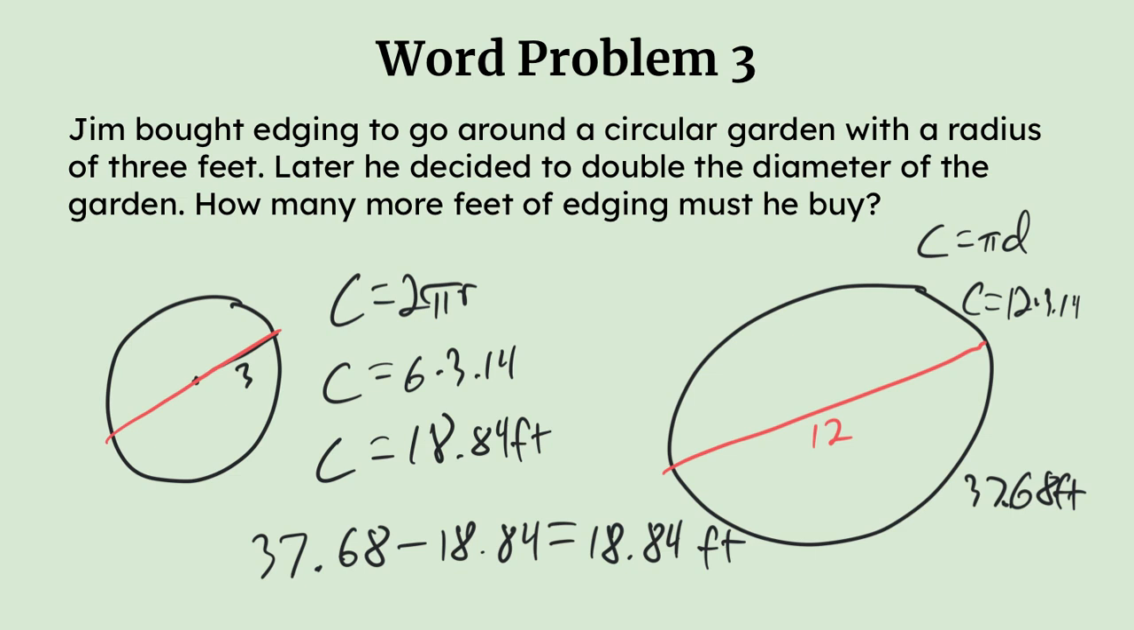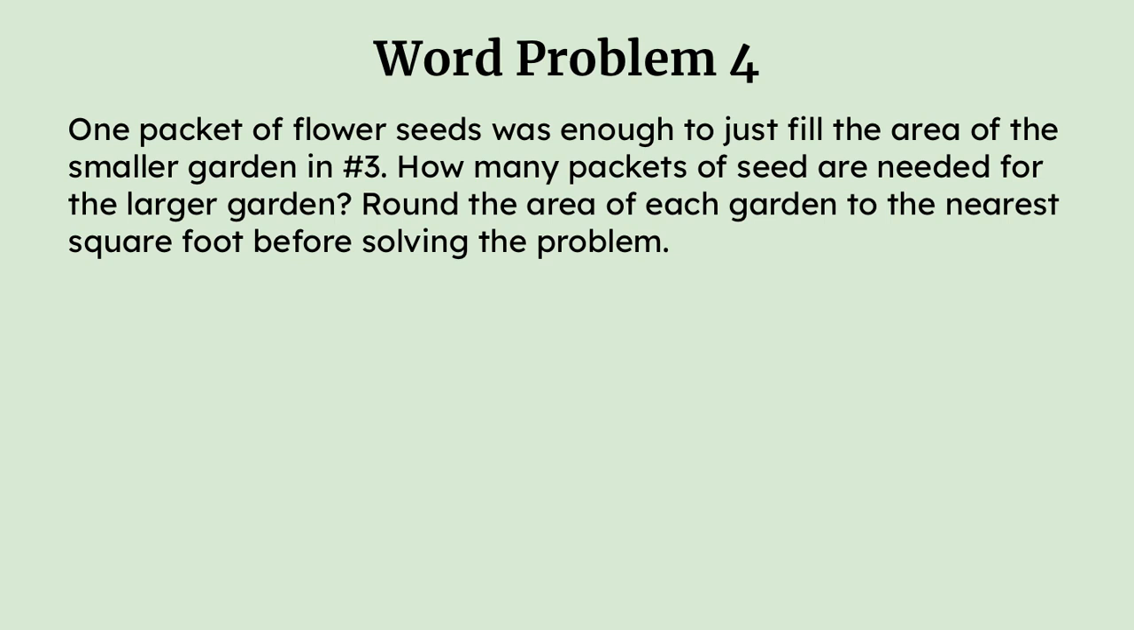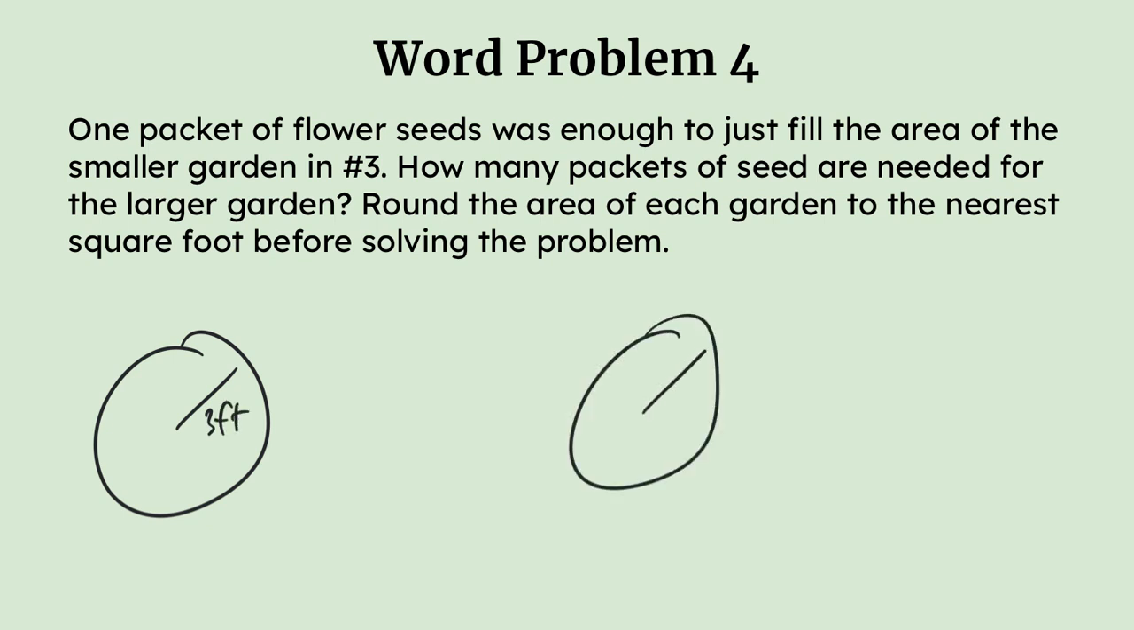Next problem is going to be area. So here we're just doing circumference. So 18.84 feet is the difference. So basically he doubled the size of the circle for the circumference, that is. For the area, remember the first circle was 3 feet for the radius. The second circle was 6 feet for the radius. We doubled the size. So now he wants to fill in the garden.